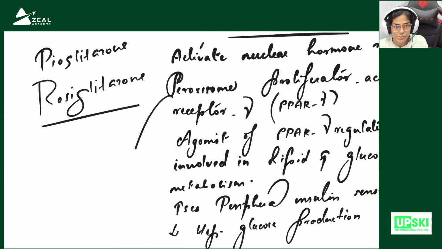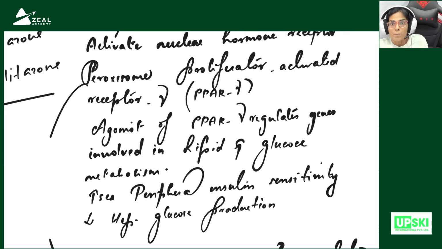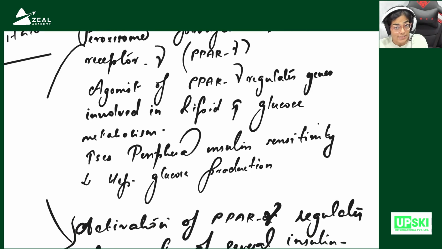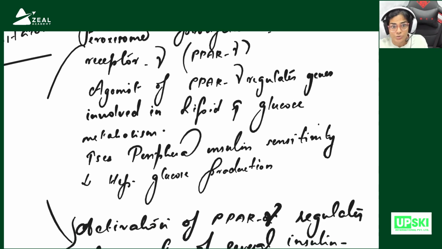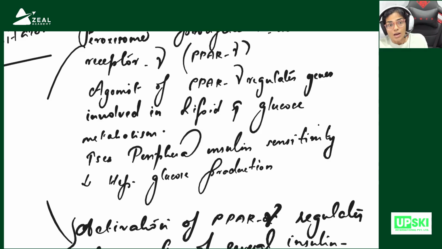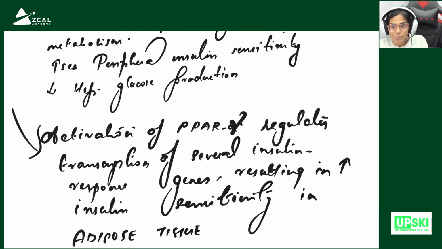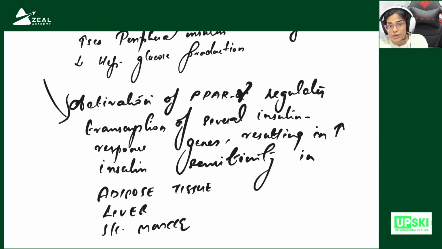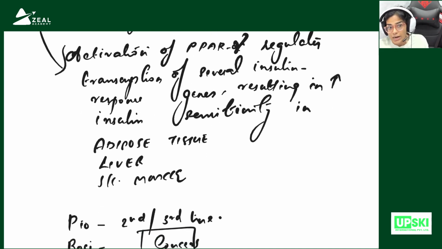Pioglitazone and rosiglitazone are agonists of the peroxisome proliferator activated receptor gamma, which regulates genes involved in lipid and glucose metabolism. That is the main mechanism which increases peripheral insulin sensitivity. Plus, the additional mechanism is that it decreases hepatic gluconeogenesis, that is, hepatic glucose production, the new glucose molecule formation. Activation of PPAR gamma regulates transcription of several genes involved in increased insulin sensitivity in adipose tissue, liver, and skeletal muscles.